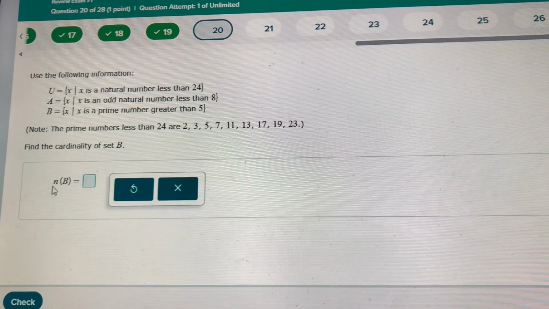Okay, this little n means number of elements. It's the same thing as the size or the cardinal number, cardinality. So they want to know how many elements are in B, not to list them, but how many there are.